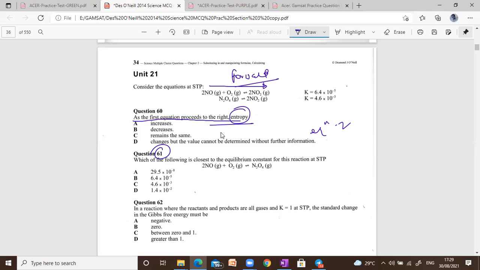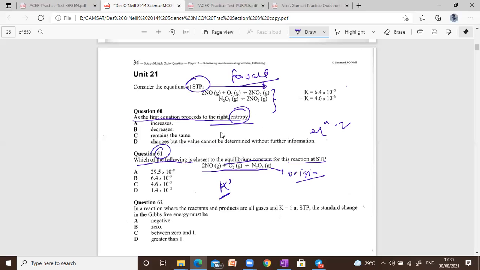If you look at 61, which of the following is closest to the equilibrium constant for this reaction at STP? This STP is given. This is your reaction 2NO2 and N2O4. This is your original reaction, and they have given this reaction, and you have to find the K for this reaction. Suppose this is K dash.